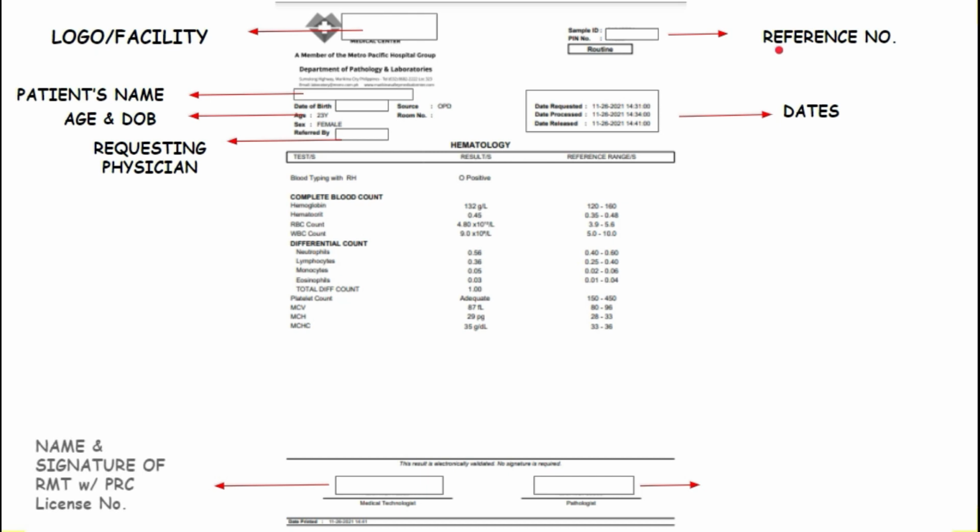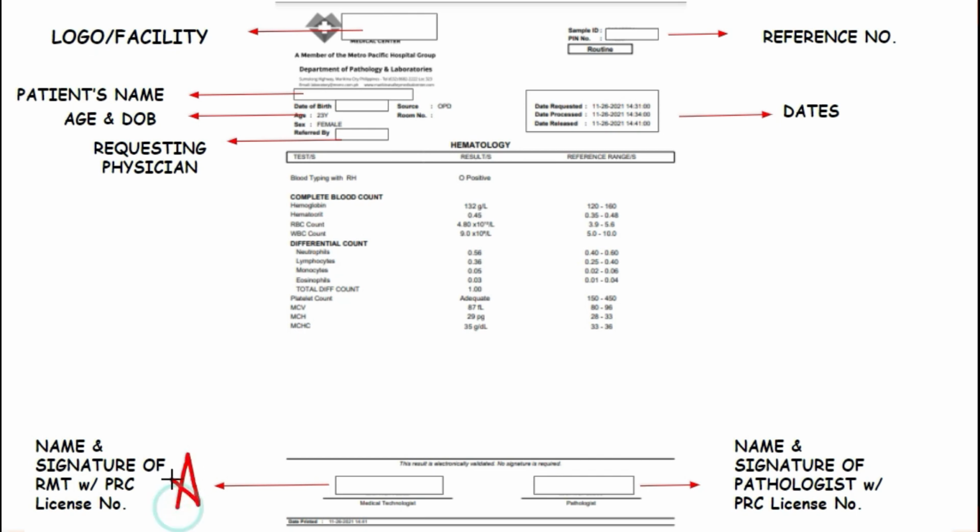And then aside from that, lagyan po natin ng star ito pong dalawang mga signature for the lab result form. The lab result form po has the name and signature dapat po ng una, RMT with their PRC license number, and then the name and signature of the pathologist or the head of the laboratory with their own PRC license number. Again, itong dalawang signature po na ito, this is very important po ha sa lab result form. This lab result form will not be valid not unless these two persons have their signature in the lab result form.